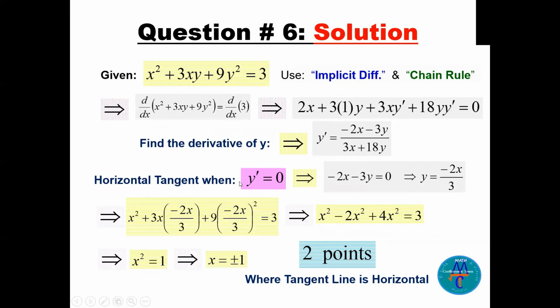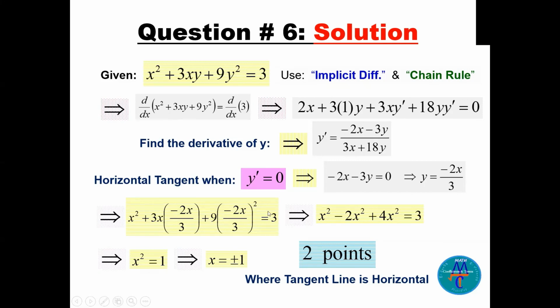Now, horizontal tangent, when y prime is equal to 0. So I put y prime is equal to 0. That means the numerator is equal to 0. Solve for y equals minus 2x over 3. Then I replace this y in the original equation here. So we have here the first y, see this one here, 3xy, so I put minus 2x over 3, and I have 9y squared, I put minus 2x over 3 squared.